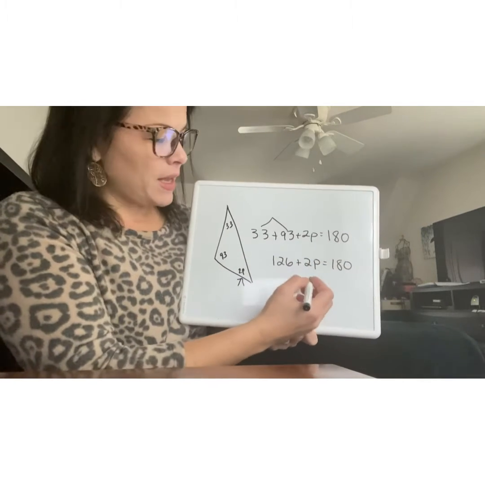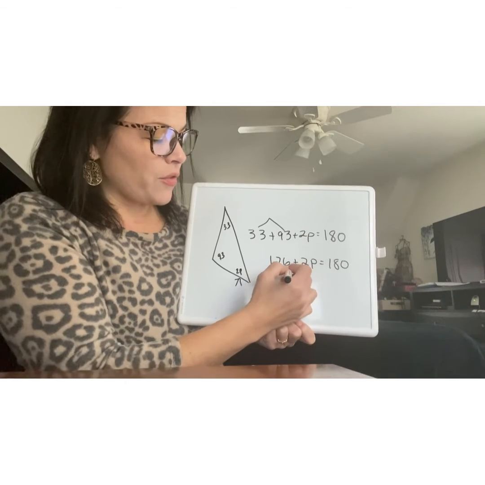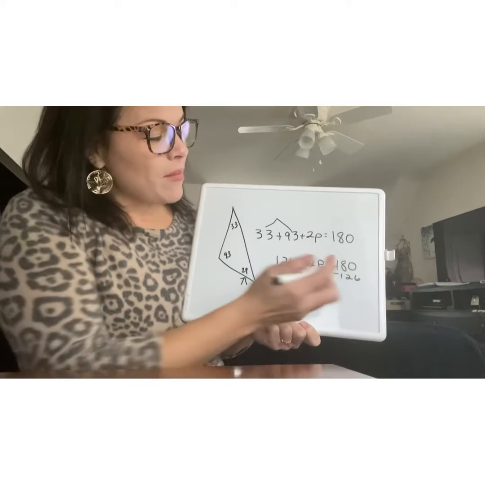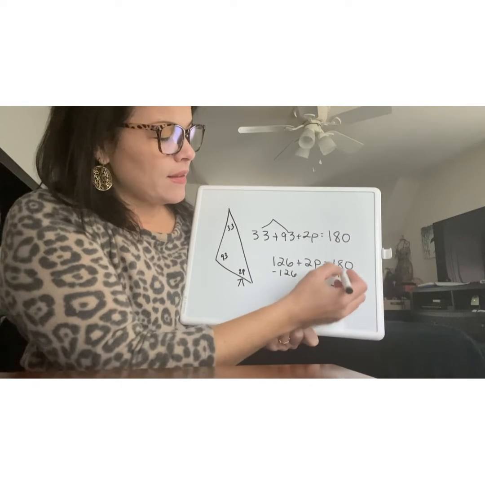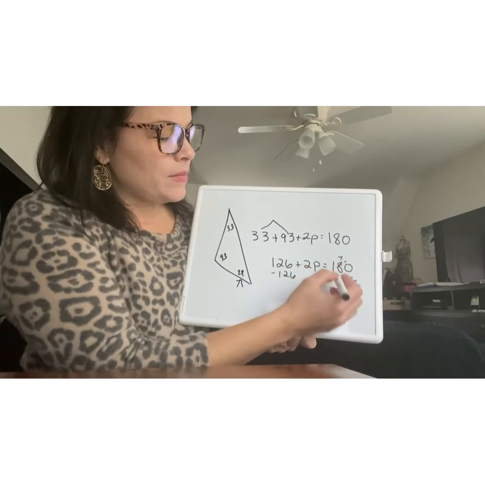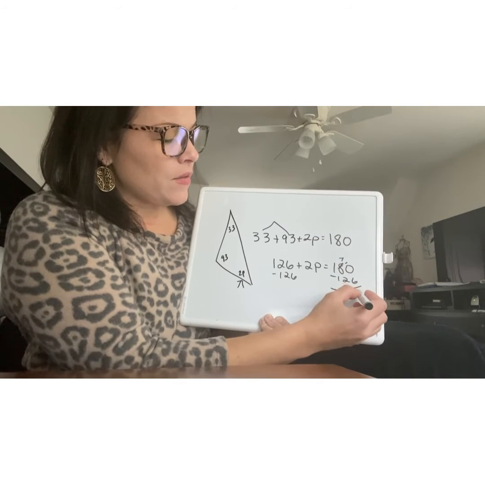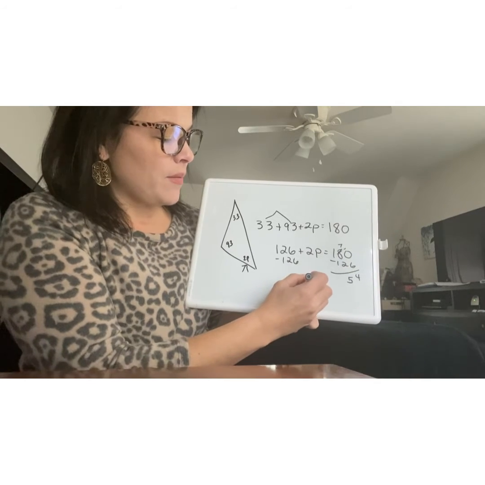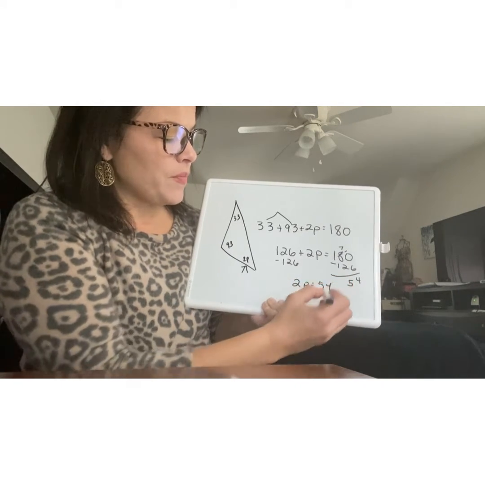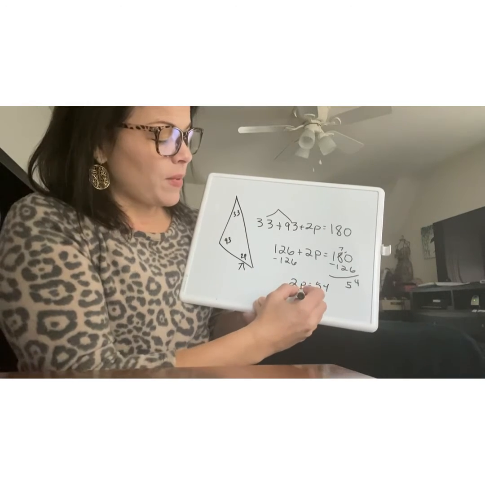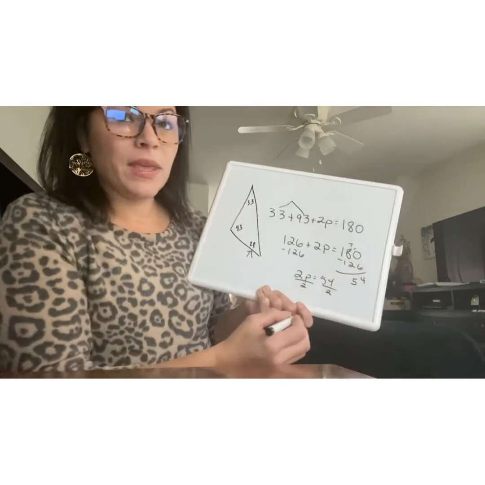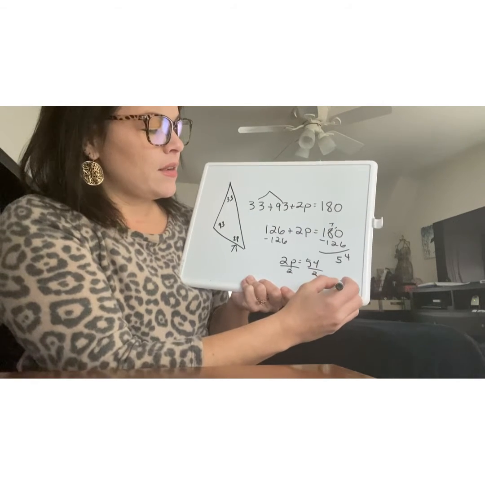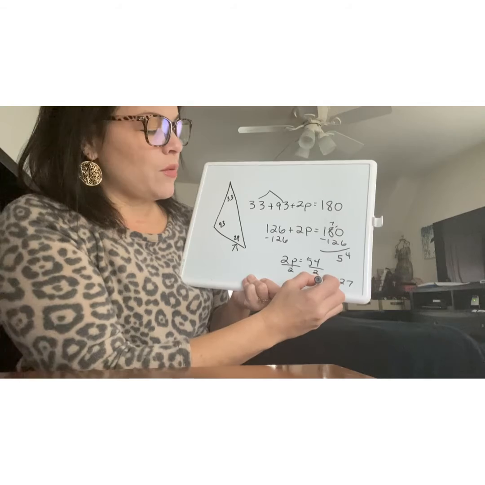I'm trying to get that P alone, so I'm going to subtract 126 from both sides. 180 minus 126 is 54. So 2P equals 54. And then I'm going to divide both sides by 2 to find out what my P is. So 54 divided by 2 is 27, equals P.